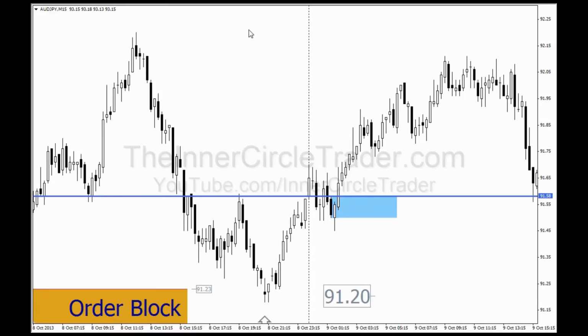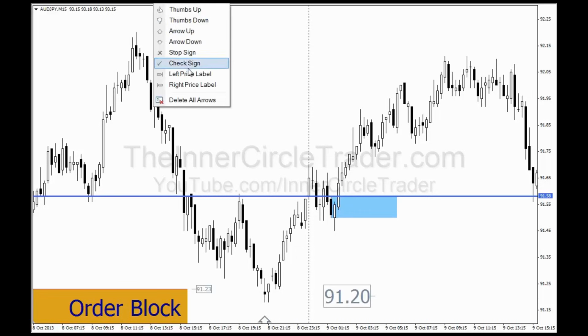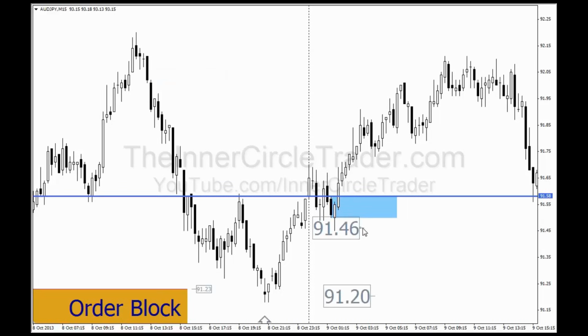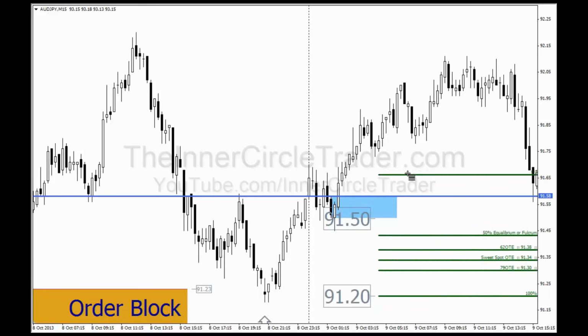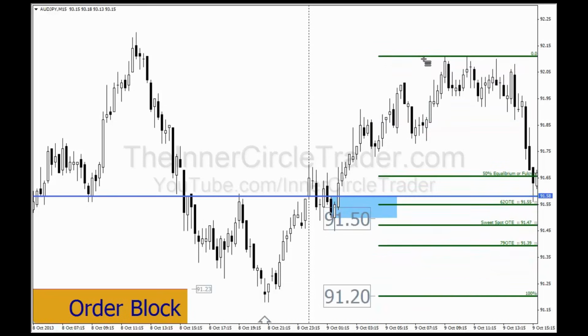We have 91.20 and 91.50. So we're going to use our fib. We're going to start with the lowest one here, just to give you an idea, to the highest high prior to it. You can see how the 62% retracement level calls for 91.55. So if you're buying with a 4 pip spread on the Aussie yen, you can get yourself long in here.